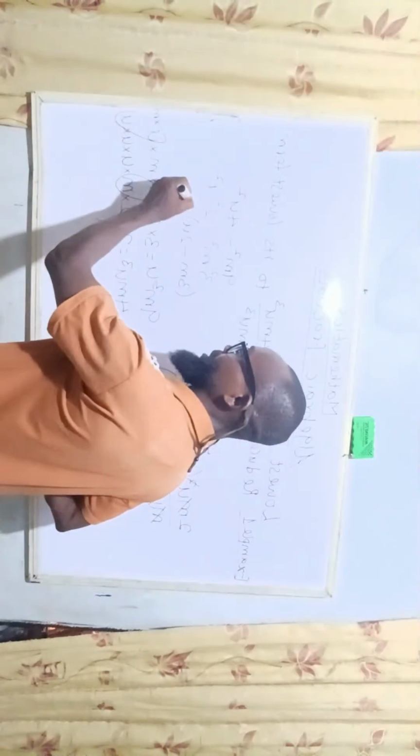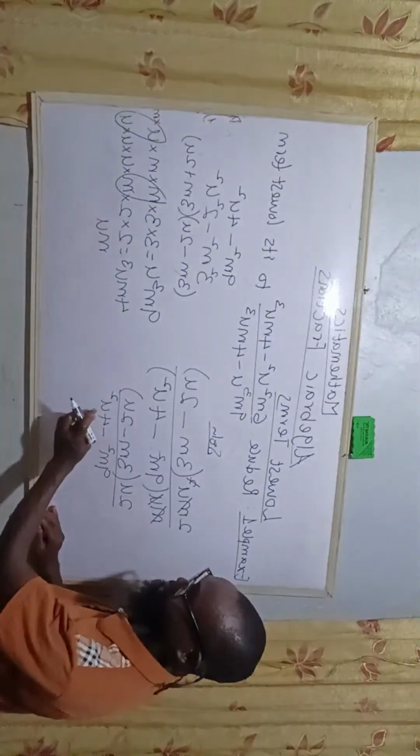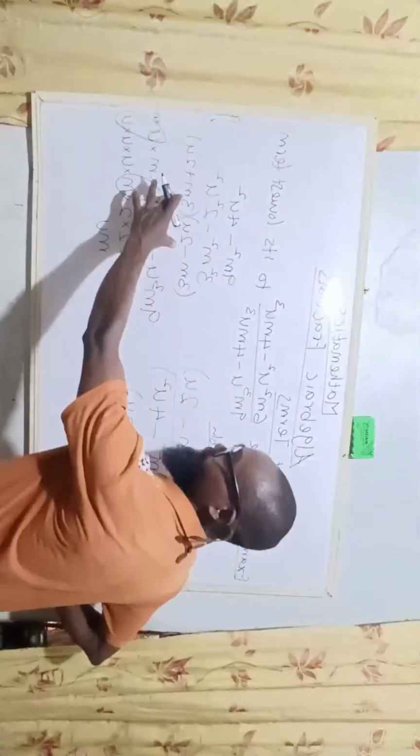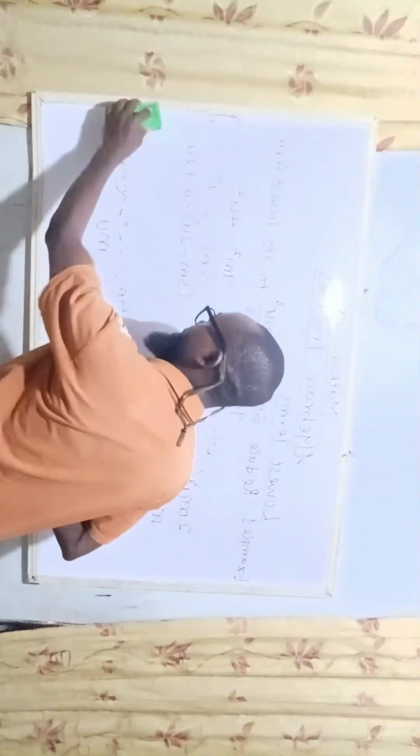The other one, 3m plus 2u. So this is difference of 2 squares. So in this case, 9m squared minus 4u squared can be written in this form. Yeah, I put this one here. So I now have it this way. Let me clean this one.